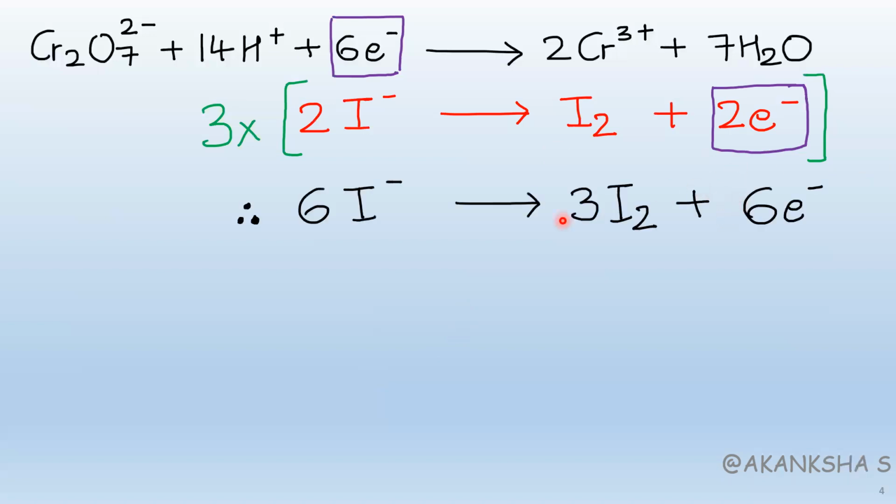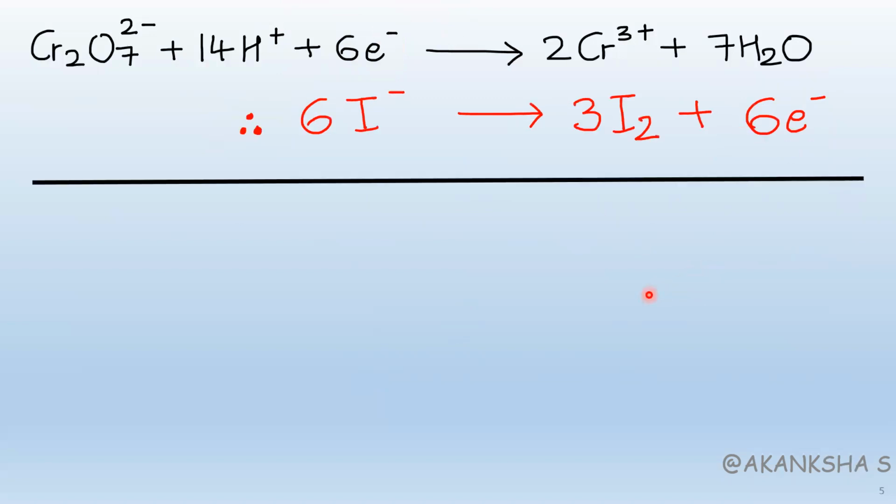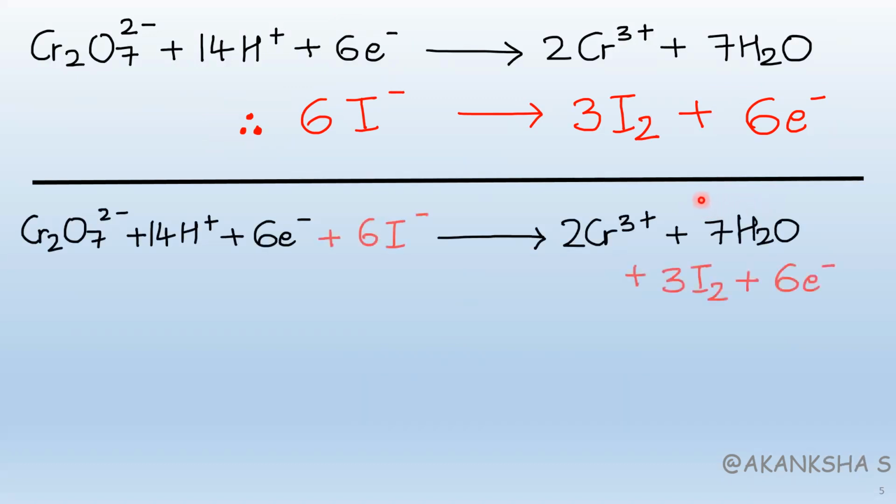So the final second equation we get is this. Notice carefully, 6 electrons on the product side, 6 electrons on the reactant side. We know how math works. We are going to eliminate them one by one. So write down both equation 1 and 2, one below the other. Tally them up.